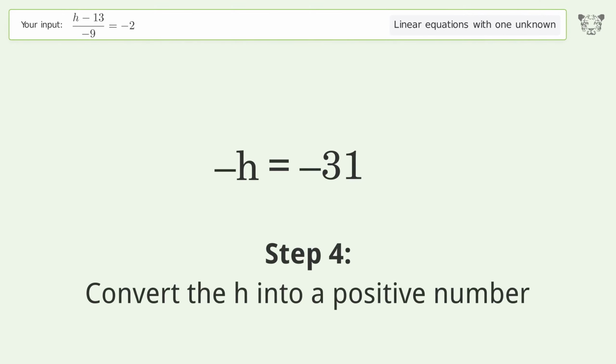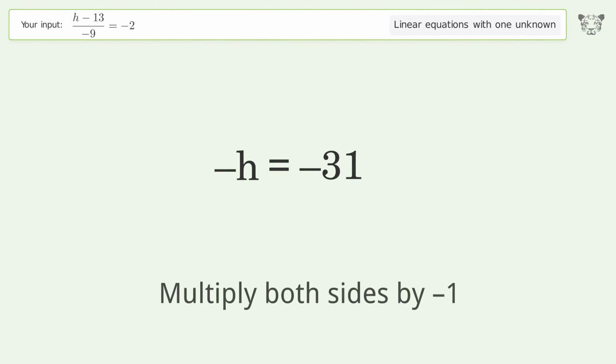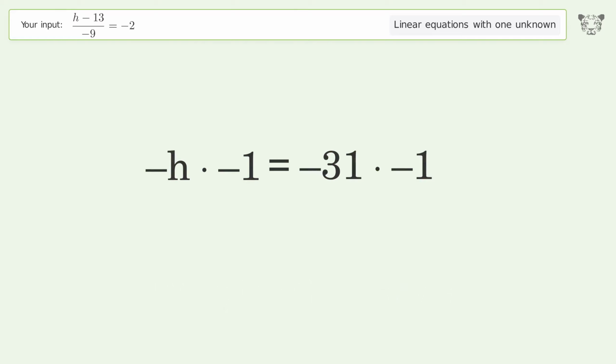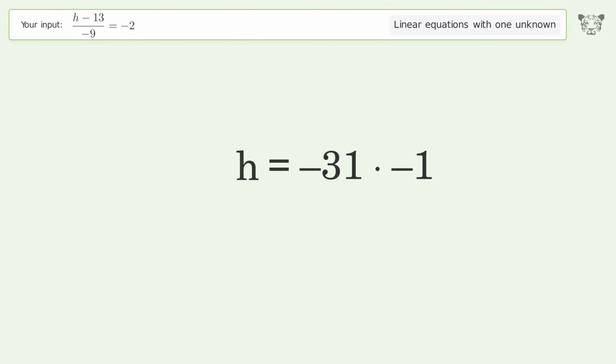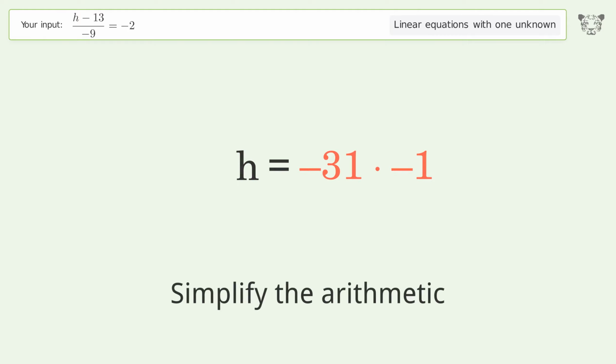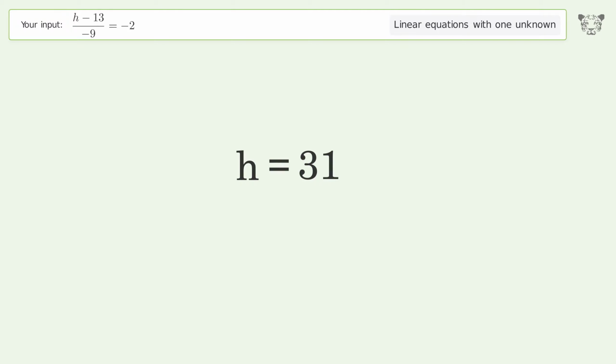Convert the h into a positive number. Multiply both sides by -1. Remove the ones. Simplify the arithmetic. And so the final result is h=31.